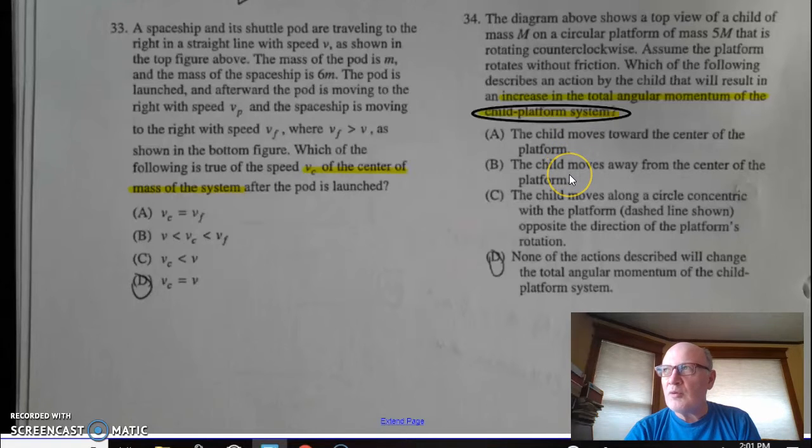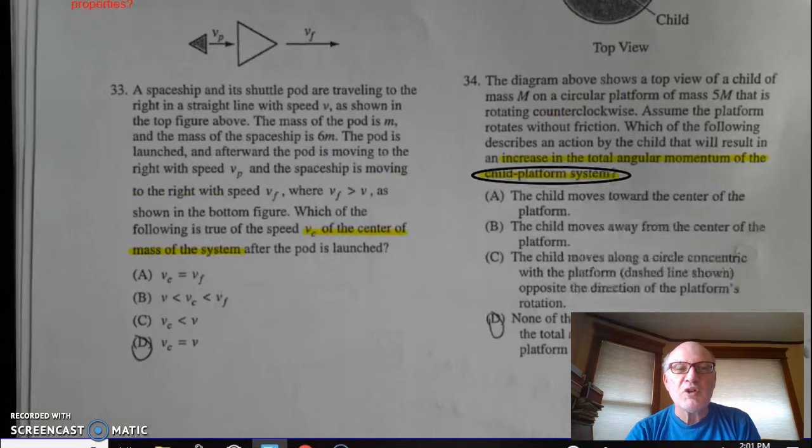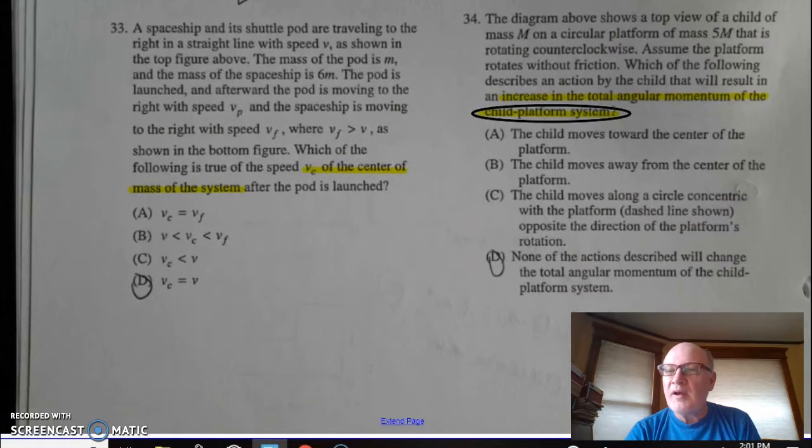Both A and B, you could imagine that the child itself could have some sort of different angular momentum because they're at a different distance, but the entire child-platform system can't change unless there's an outside force acting on it. Outside torque, I should say more accurately. C, the child moves along a circle concentric with the platform, so following the dashed line that was shown. So it could follow that. Well, that's fine. The child can do that, but it's certainly, again, not an external force.